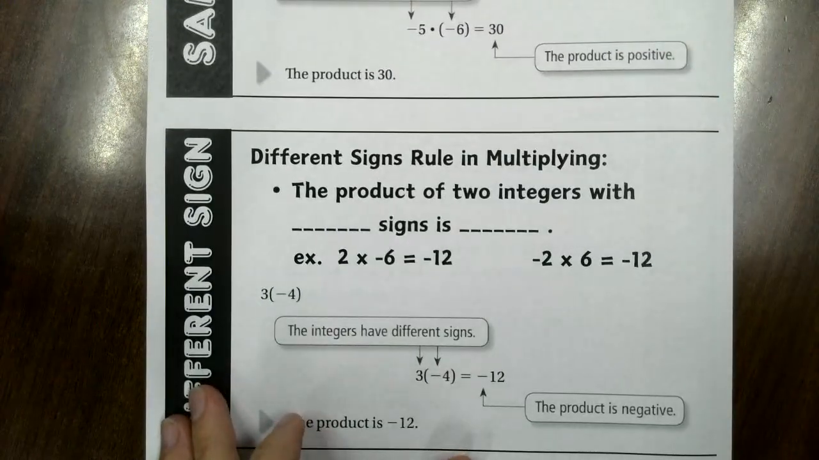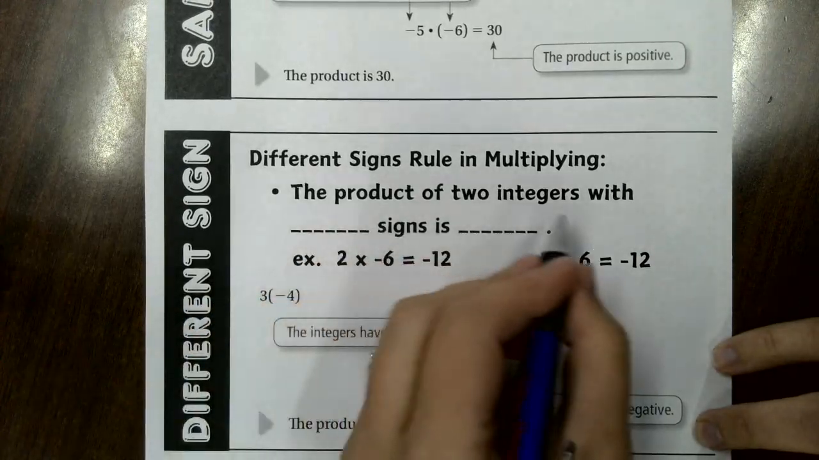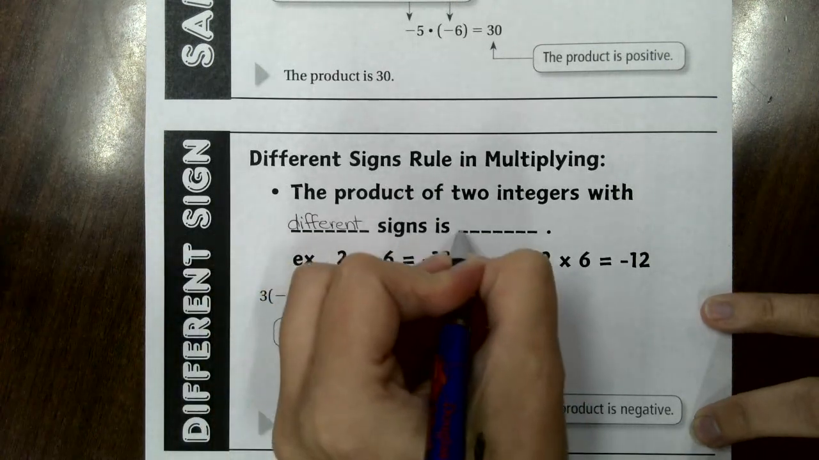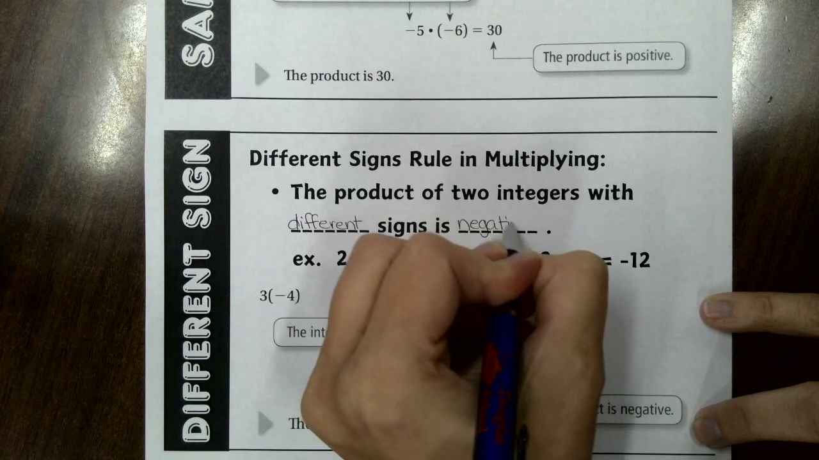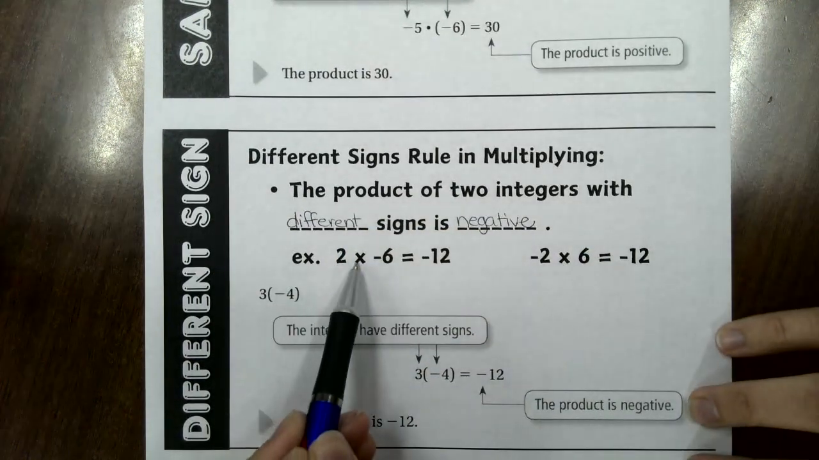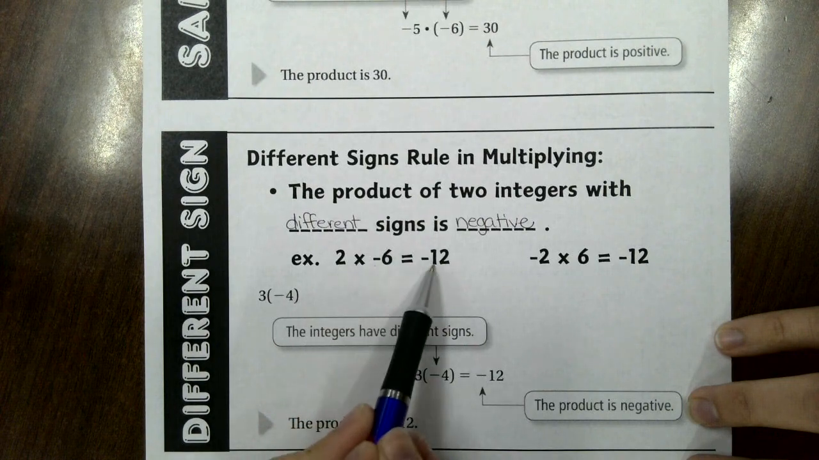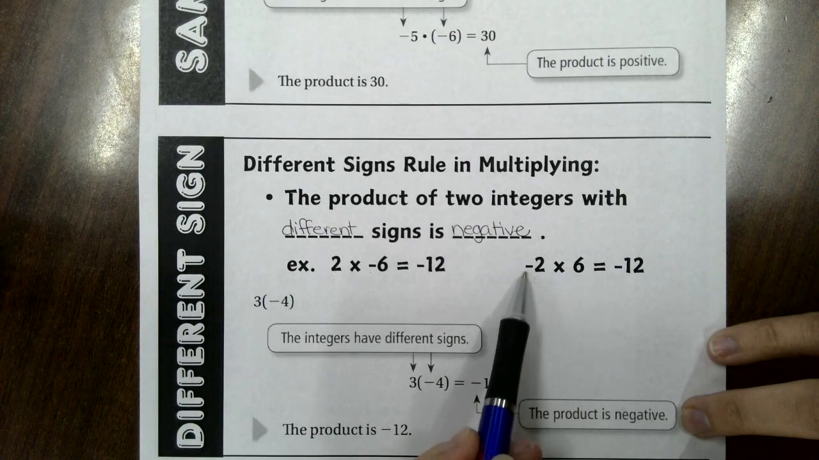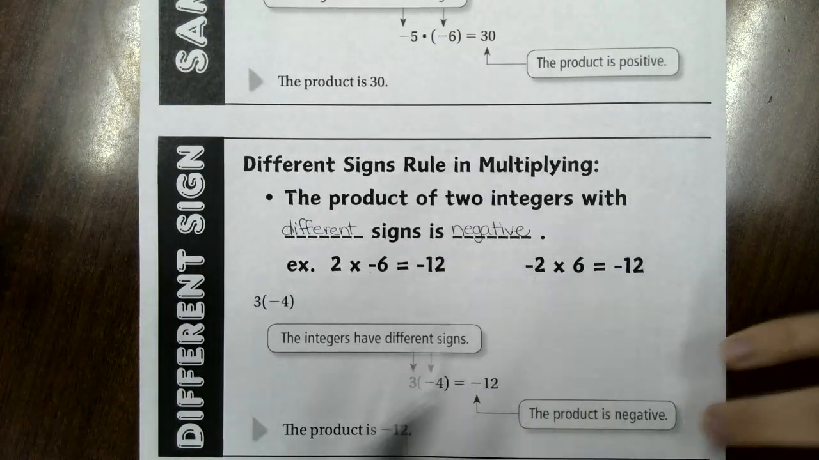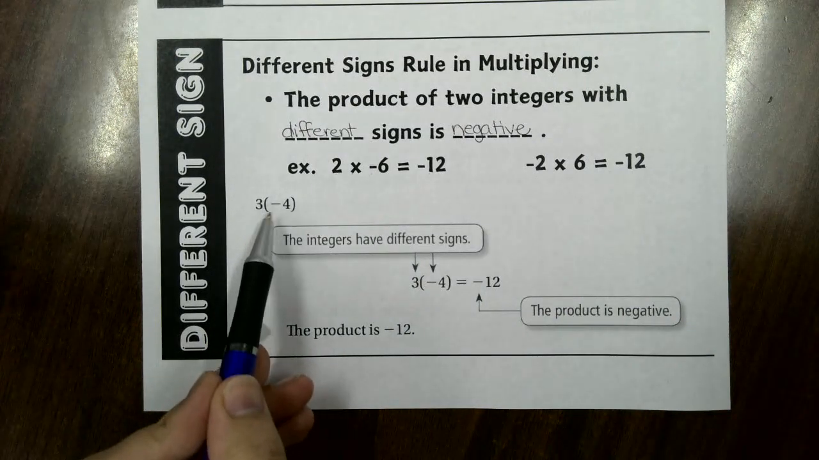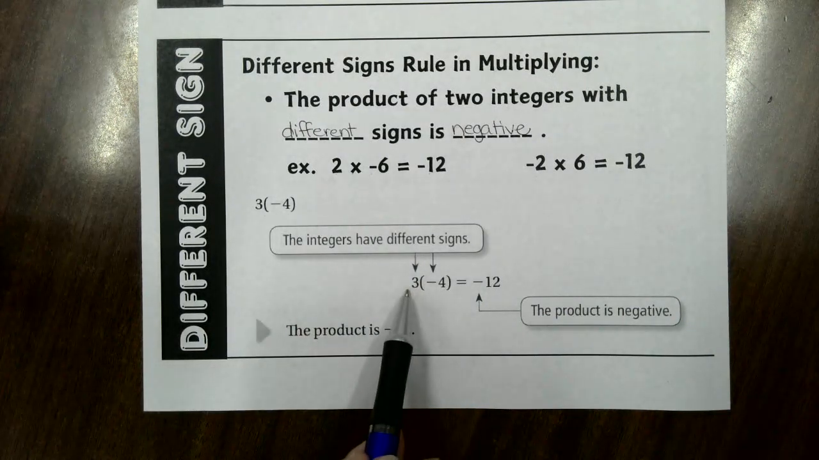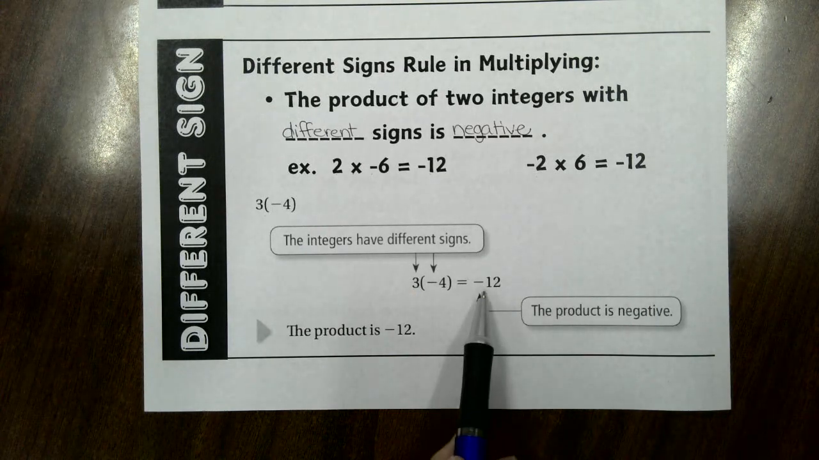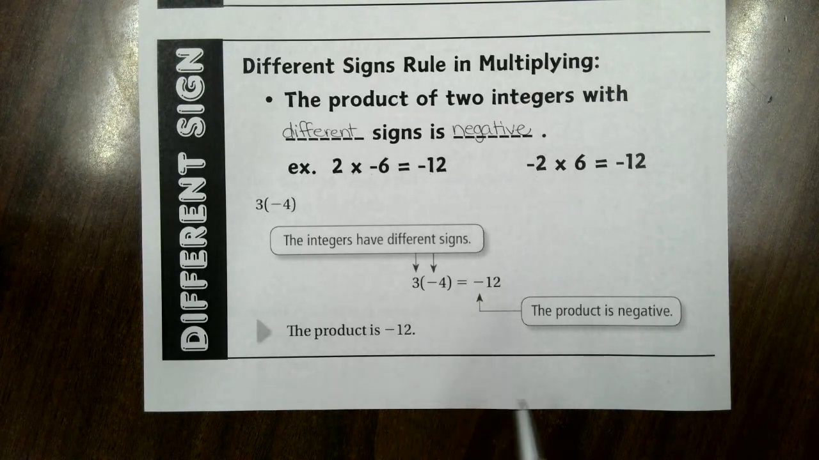Now, different sign. In multiplying, the product of two integers with different signs is negative. So if I had 2 times negative 6, they have different signs, so it would be negative 12. If I had negative 2 times 6, signs are different, it would still be negative 12. Here's our example, 3 times negative 4. They have different signs, which means that the product, and remember we said product means the answer, would be negative. So it would make it negative 12.